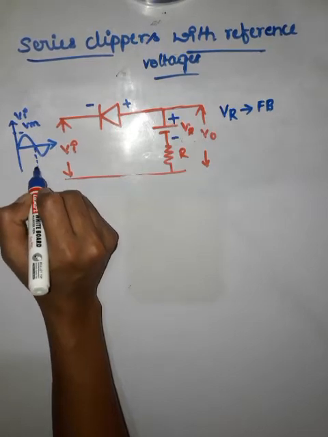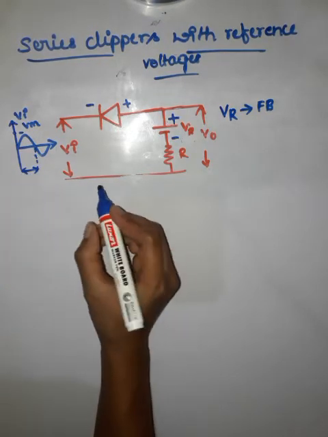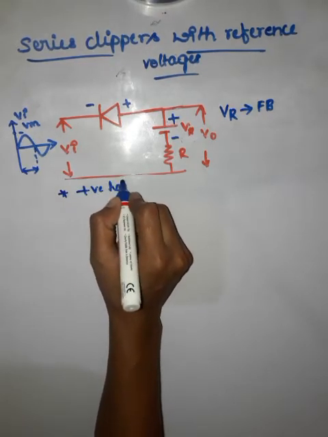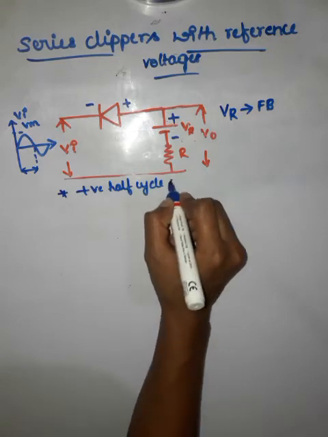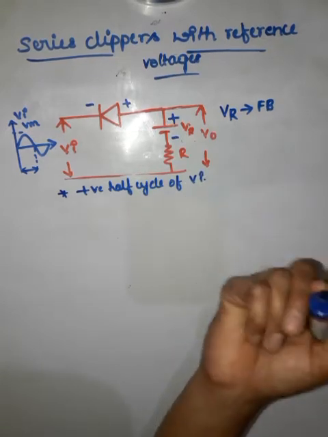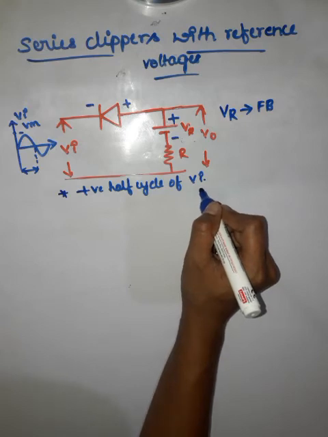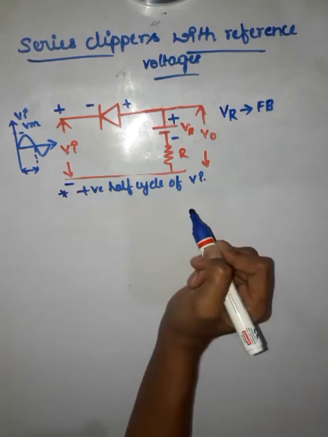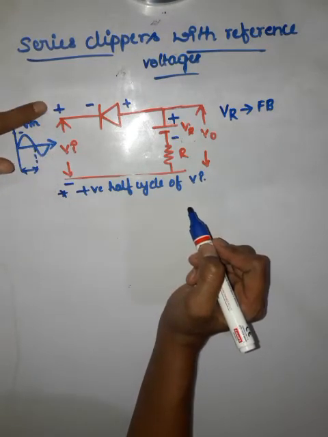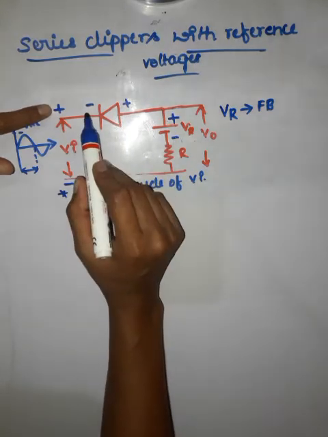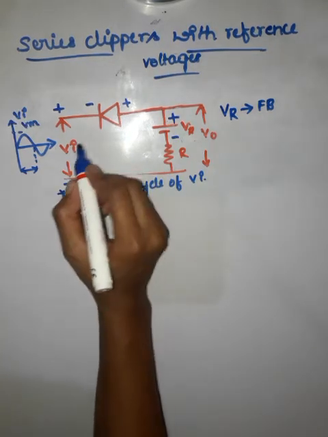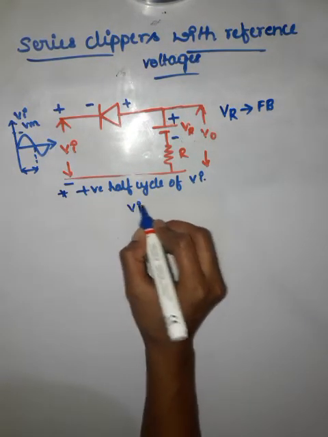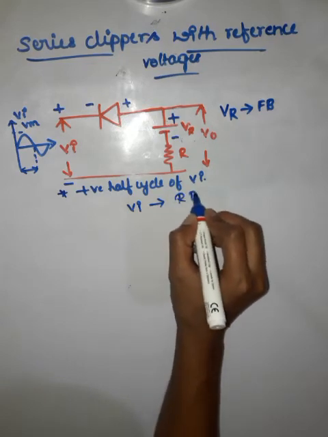First I am going to consider the positive half cycle of the input signal. If we consider the positive half cycle of the input, we are going to have a polarity plus and minus. As you can see, the positive polarity of the input signal is connected to the N side of the diode. Whenever we consider the positive half cycle, this input always reverse biases the diode.